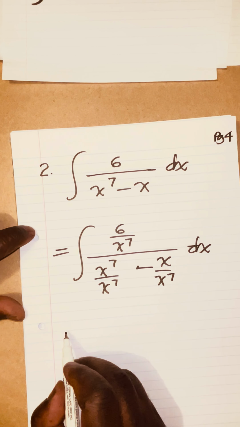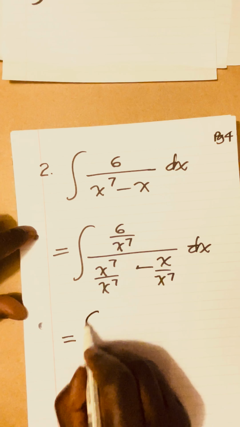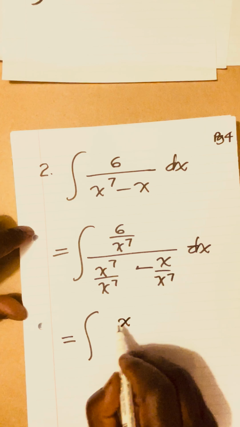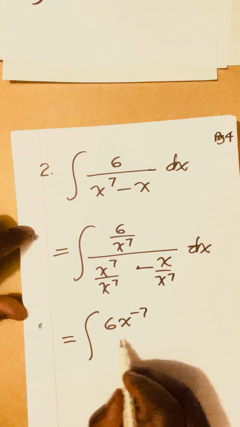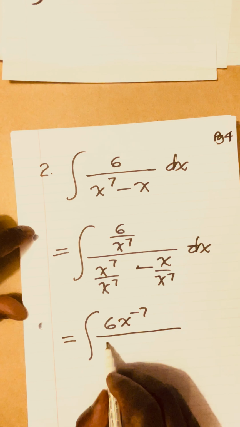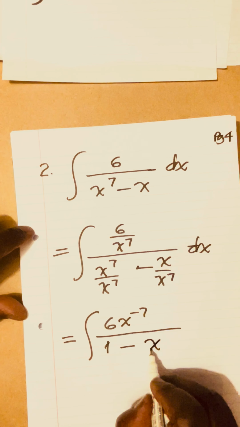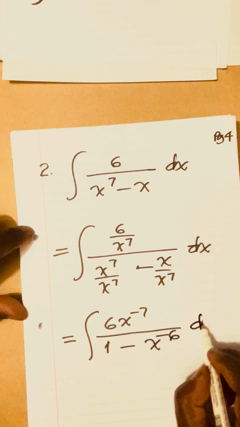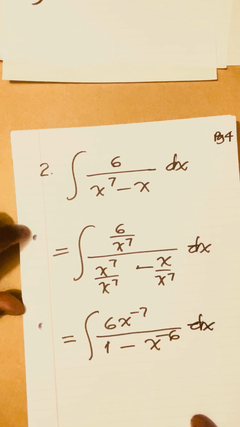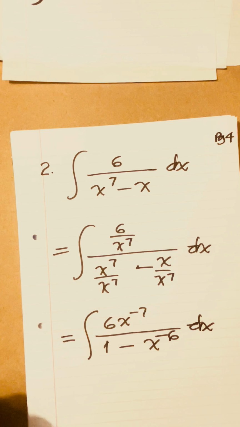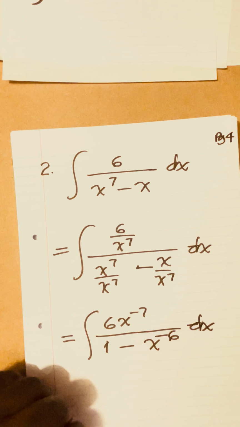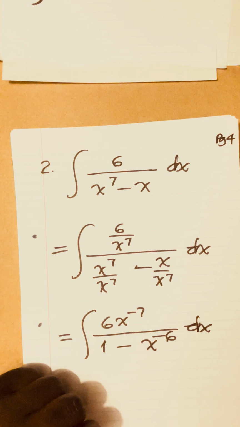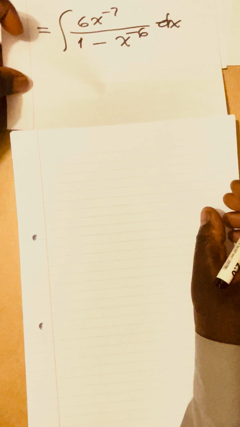Now, simplifying, what do we have? We have the integral of 6x to the power minus 7 in the numerator. In the denominator, we have 1 minus x to the power minus 6, as you can agree with me, dx. Now, 6 is a constant. I'm going to take it out, or I can leave it there for a moment. I think it's necessary just to leave it there. So, next, what do we say?